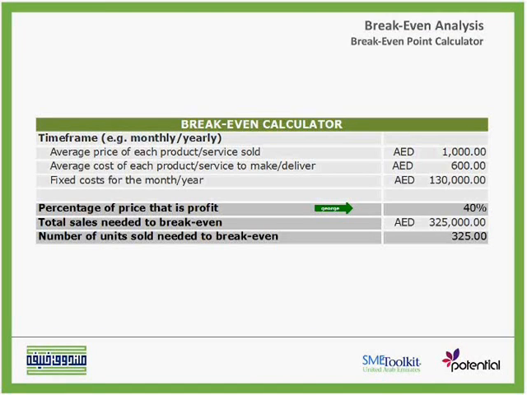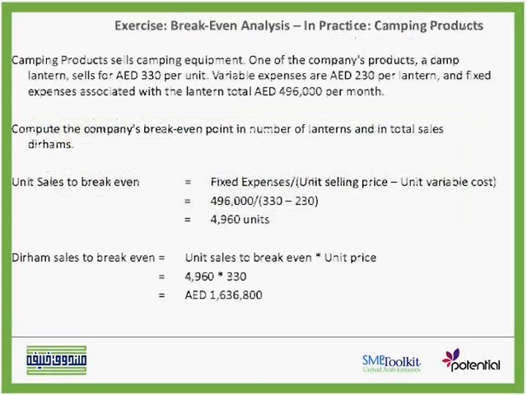Another exercise is to clarify the break-even analysis. We have camping products that sell camping equipment. One of the company's products, a camp lantern, sells for 330 dirham per unit. The variable expenses, or the cost to produce and to sell that lantern, is 230 dirham per lantern. And the fixed expenses associated with the lantern total 496,000 dirham per month.